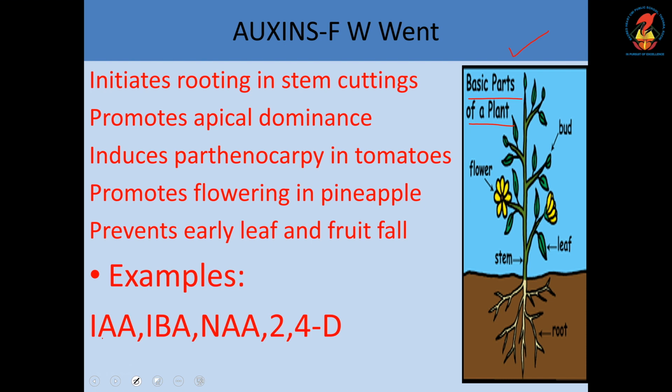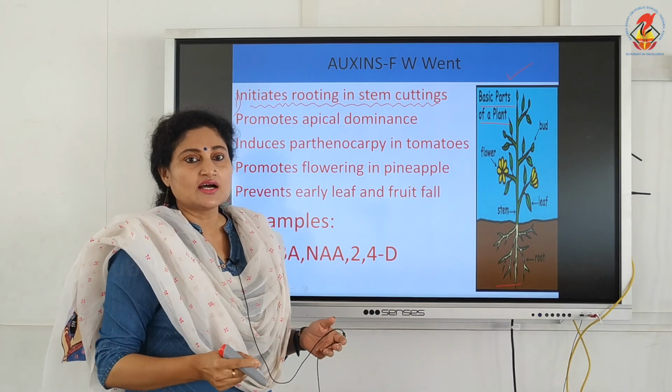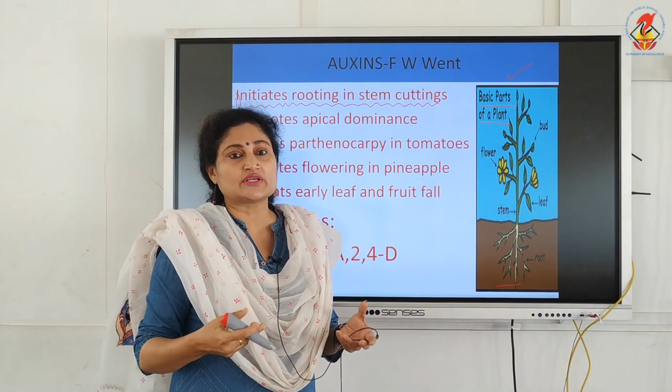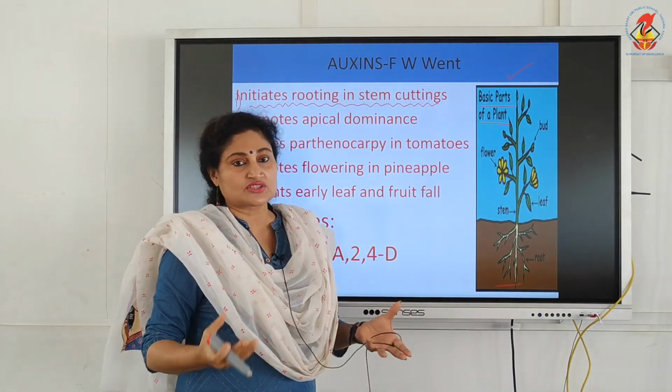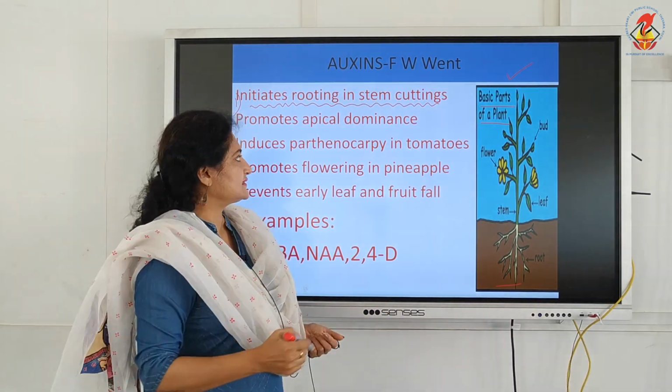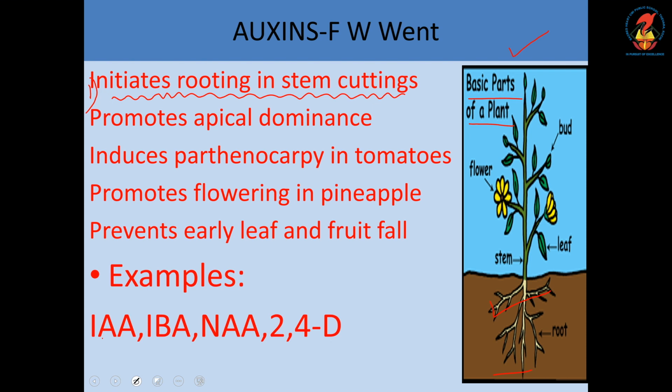So, the different functions auxins control. First, starting from the base of the plant, taking the plant as a mnemonic for you to memorize, I am starting from down to top. Auxins initiate rooting in stem cuttings. We know some plants are propagated via the stem, and there when we add auxins, rooting is initiated. So, that is aided by auxins, rooting in stem cuttings. So, I have dealt with roots.